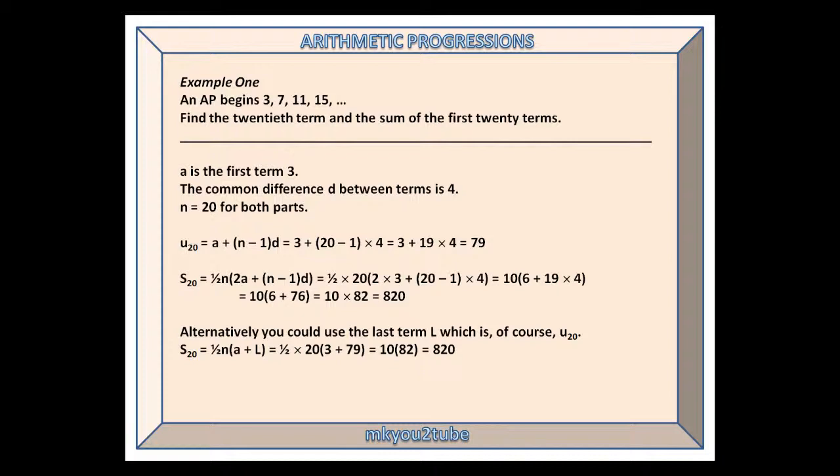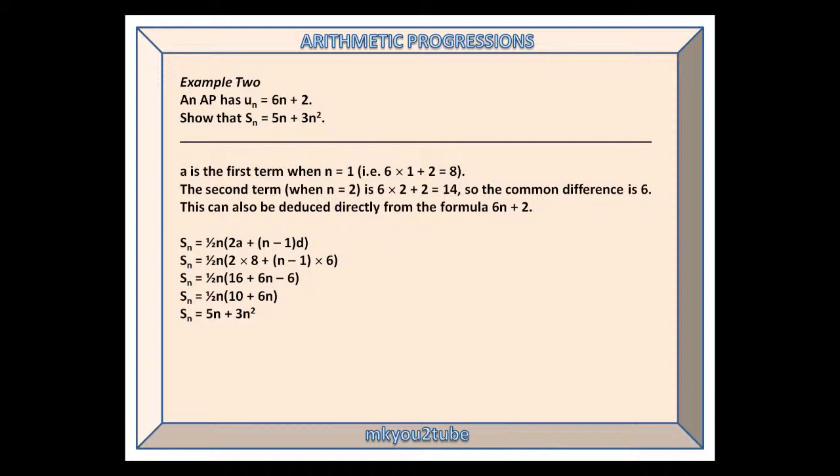The sum of the first 20 terms is a half of 20 multiplied by (2 times 3 plus 19 times 4), which is 820. Alternatively, you could use the last term L, which is, of course, our 20th term, 79. So S20 is a half of n(a plus L), which becomes half of 20 times (3 plus 79), and 820 again.